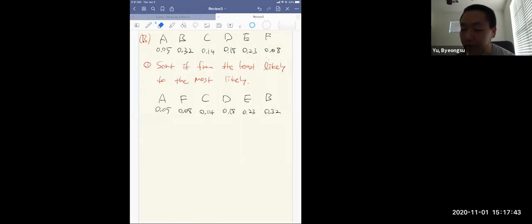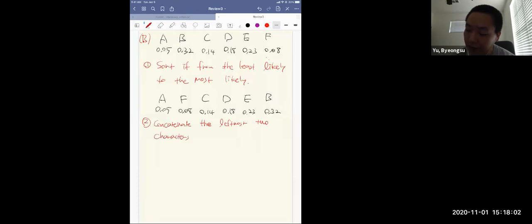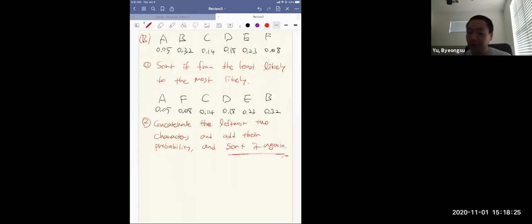Then what you can do is concatenate the leftmost two characters and add their probability, their key, and sort it again. So that is the important part. So here we need to concatenate this AF first, right? And if you add 0.05 plus 0.08, then what you get is 0.13. But 0.13 is the least likely among all others, right? So here, what you get is 0.13, and the others are the same.